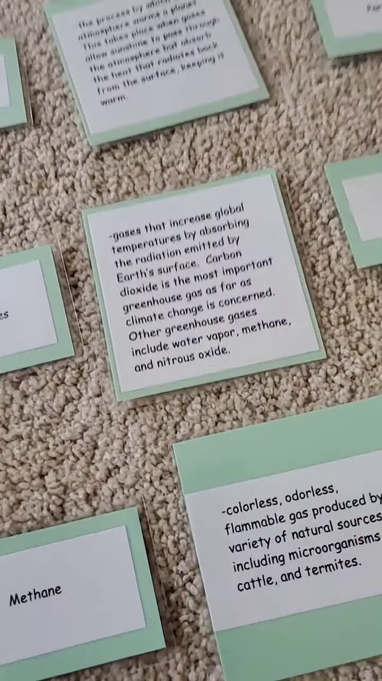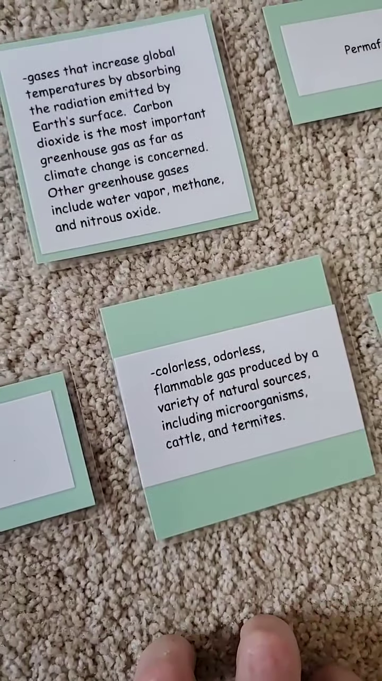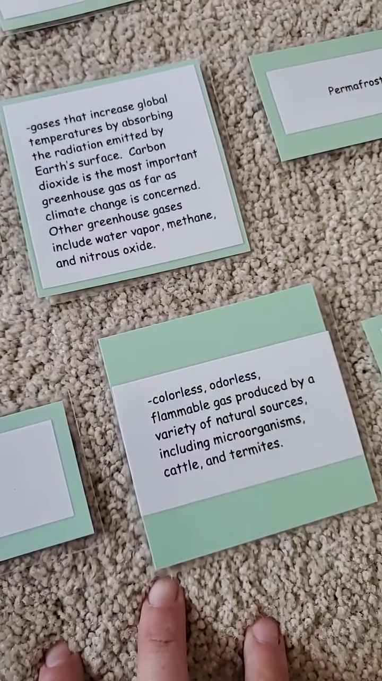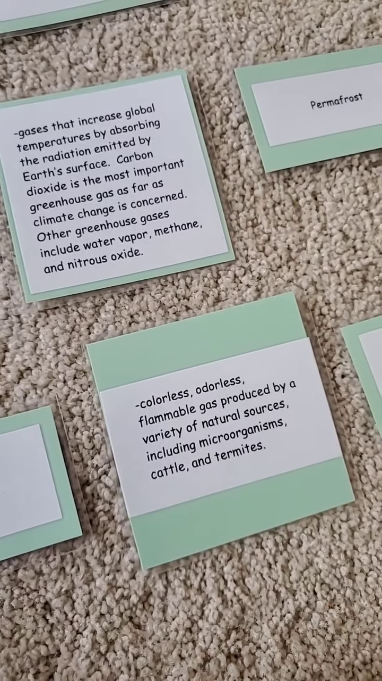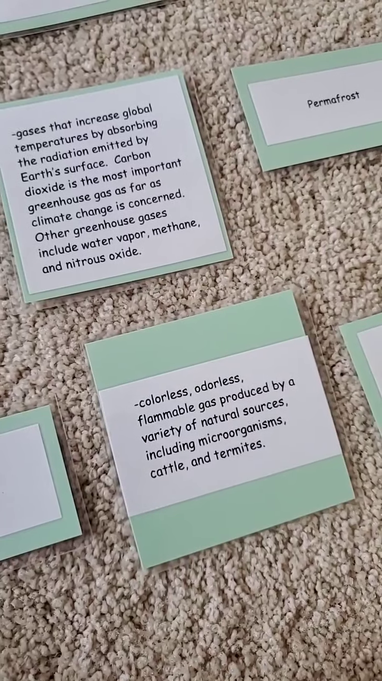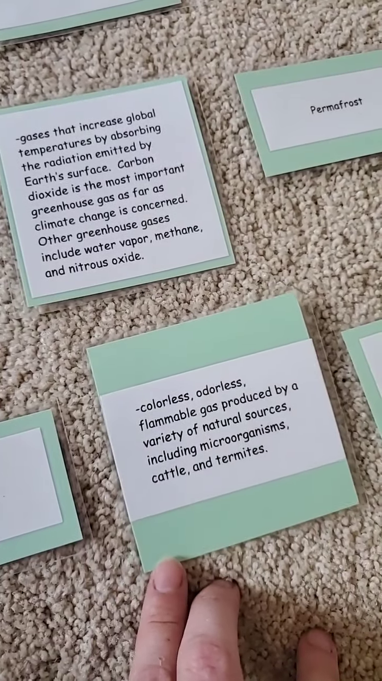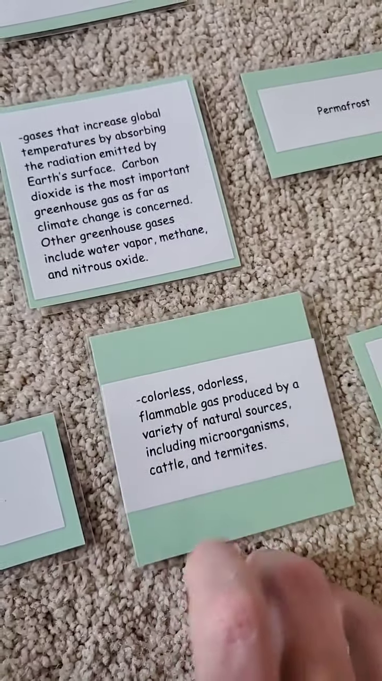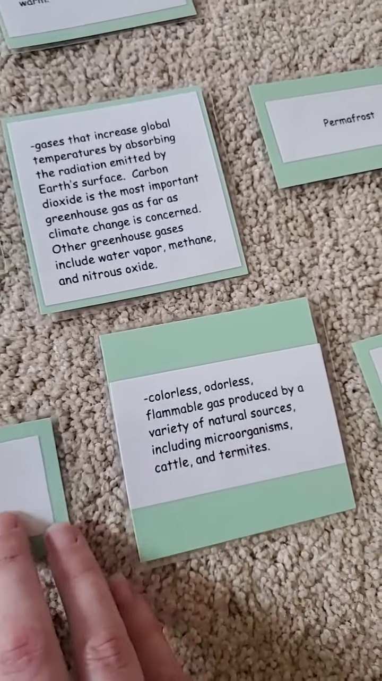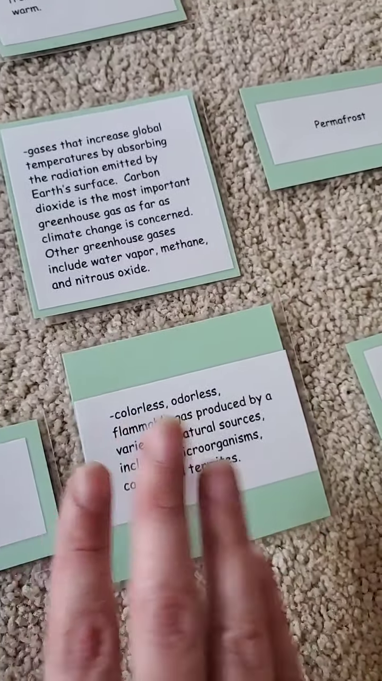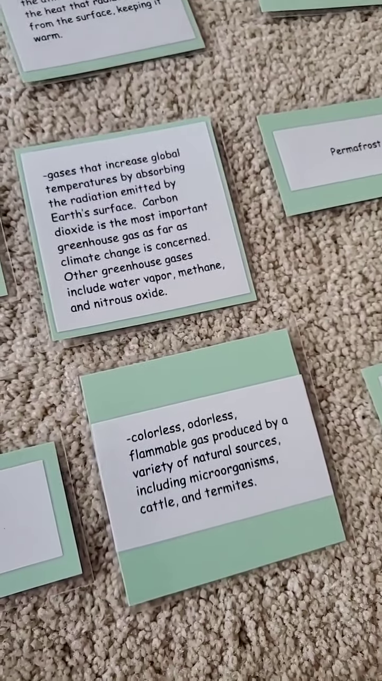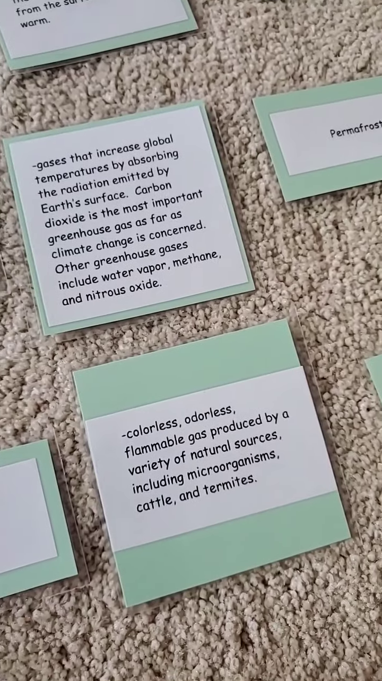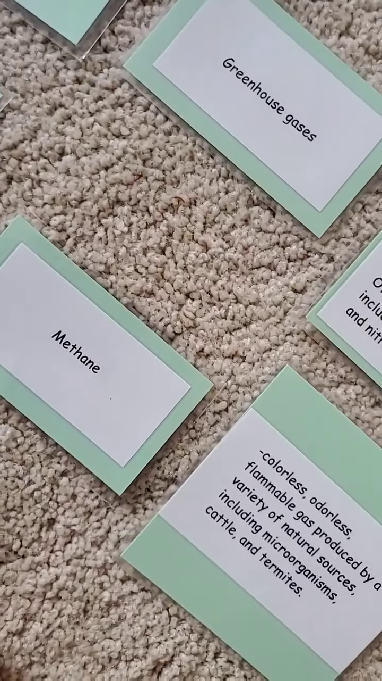Methane. This is a colorless, odorless, flammable gas produced by various natural sources, including microorganisms, cattle, and termites. And so that's pretty cool. Cattle, right? Cattle meaning cows. Termites are those tiny little bugs. And so they're making methane. And again, you cannot see it. It has no color. It has no smell. But it is flammable, so you can actually catch fire with this guy. That's methane. So, very cool, right?